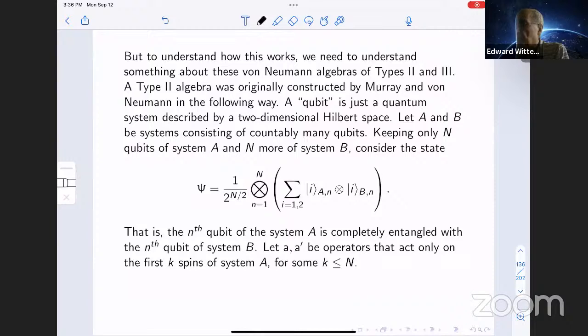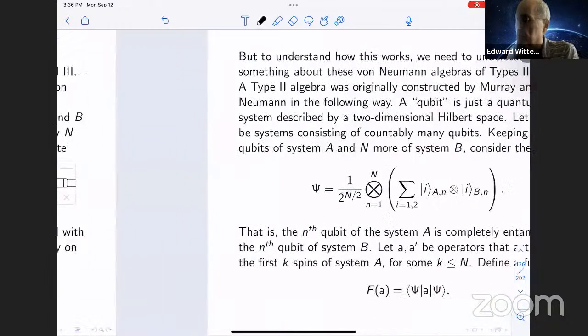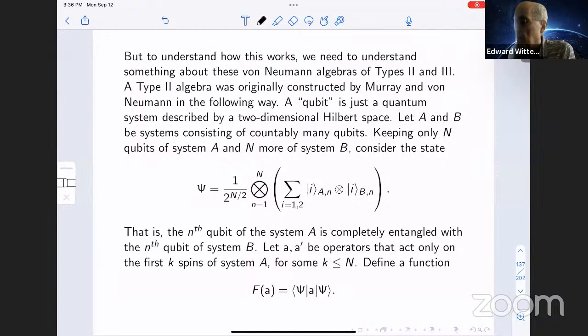So let a and a prime be operators that act only on system A, but I'll specify, since system A really has infinitely many spins or qubits, that there's a finite set of them, let's say the first k, in which a and a prime act. And now we define this function f of a, which is the expectation value of a in the state psi. But as I've just told you, I've arranged so that that's a multiple of the trace of a.